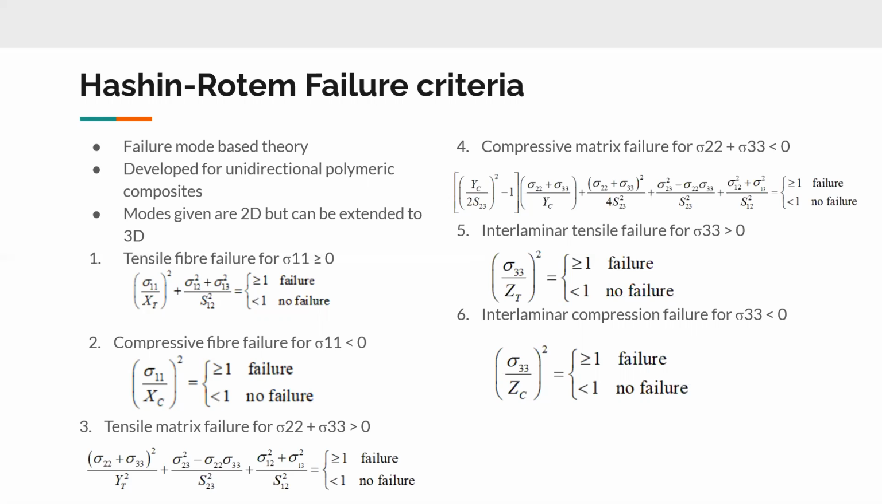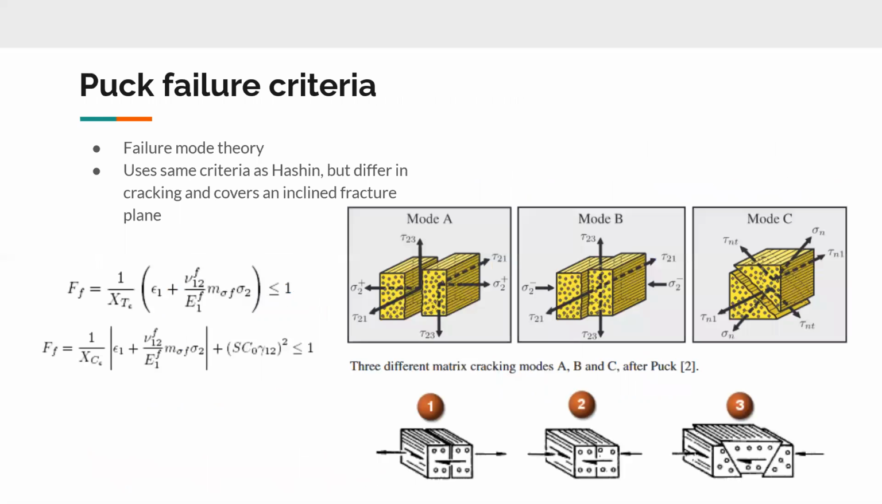The Puck failure criteria is another failure mode theory which gives us information on modes of composite failure, just like the Hashin criteria. Both employ stress strength-based failure criteria, but they differ in matrix cracking predictions. Hashin only distinguishes between transverse tension and compression, while Puck adds a third mode named mode C to cover the possibility of an inclined fracture plane. The inclination is determined by the ratio between the transverse normal and in-plane shear stress. These three modes are depicted in the images on the right.